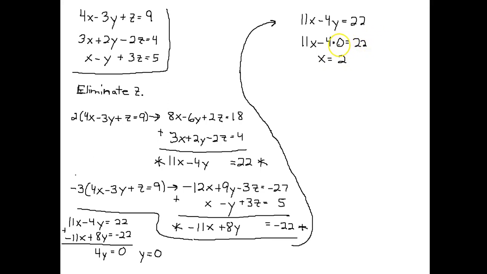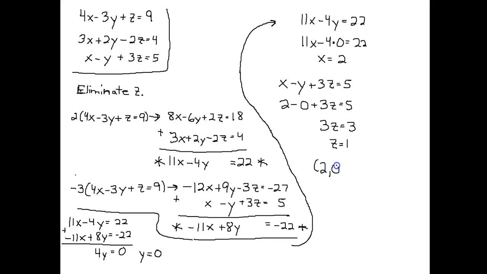All right, so far so good. I've got x and y. But remember, the original system has 3 variables. So what you can do now is go back to one of the original equations and plug in your x and y and solve for z. I think I'm going to take x minus y plus 3z equals 5. I'm going to plug in 2 for x, 0 for y. 2 minus 0 is 2. Subtract 2 from both sides. 3z equals 3. z is 1. So there we go. There's my ordered triple.